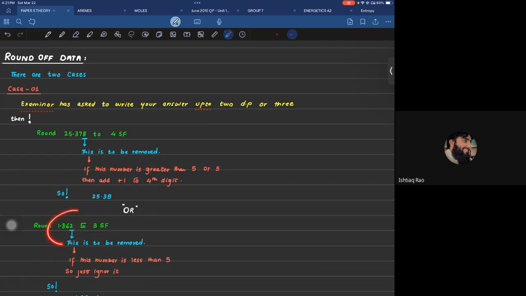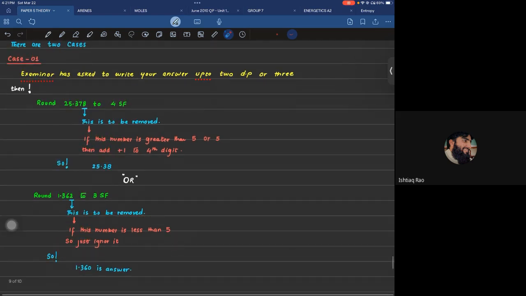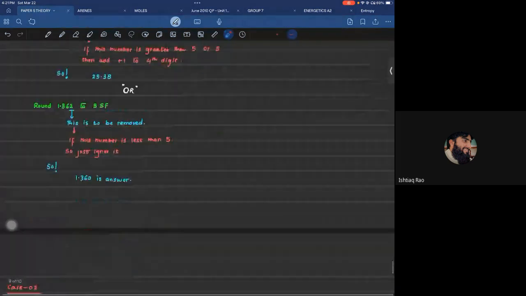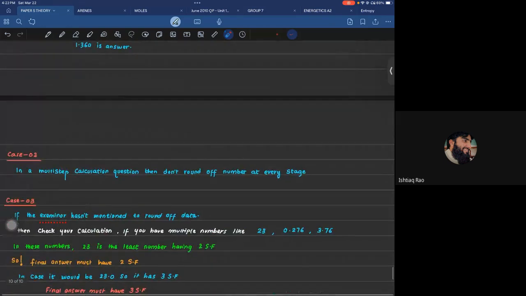Right now it has 4 significant figures, so the fourth digit I have to eliminate. Then we have to see if this number is less than 5, so just ignore it. Then I am getting 1.360. That's how we round off any number.